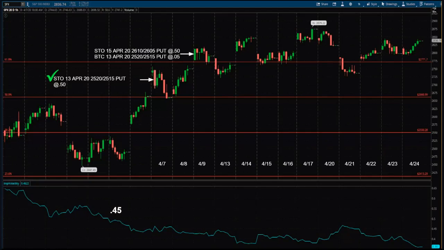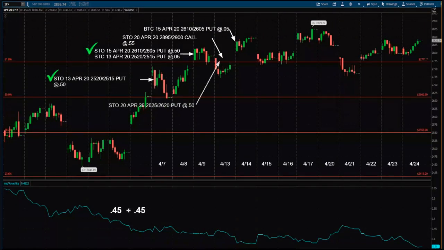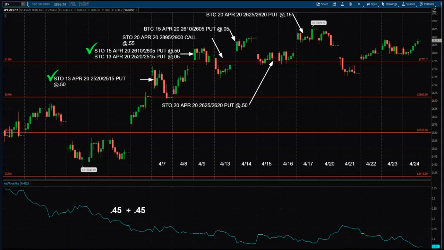All right. So I closed out the first trade. Then I put on a call spread for 55 cents, right? And I closed out the second trade for 5 cents. Third trade, put on 26 put spread, right? It went up. I was able to close the trade at 15 cents, right? I didn't wait for 5 cents. Now you can see here the credits are adding up.